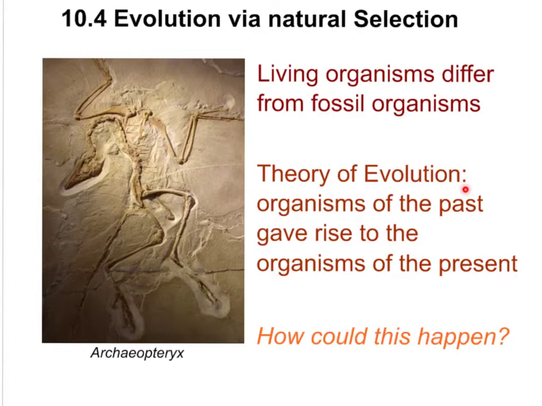And remember what a theory is. It explains current observations, explains the data, and it is able to predict new observations. So in this case, observations about how organisms change through time. So how could this happen? How can we explain something like this? Let's look at a couple of different scientists and how they tried to explain this idea.